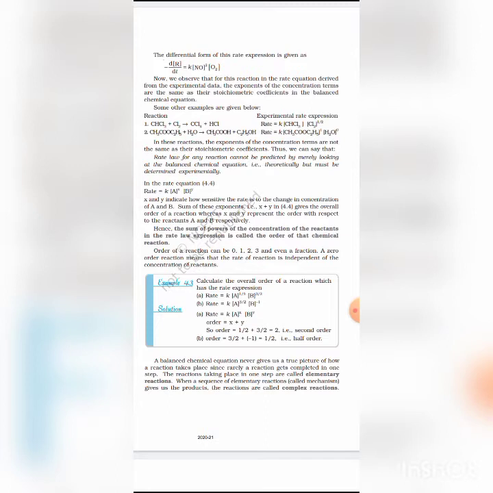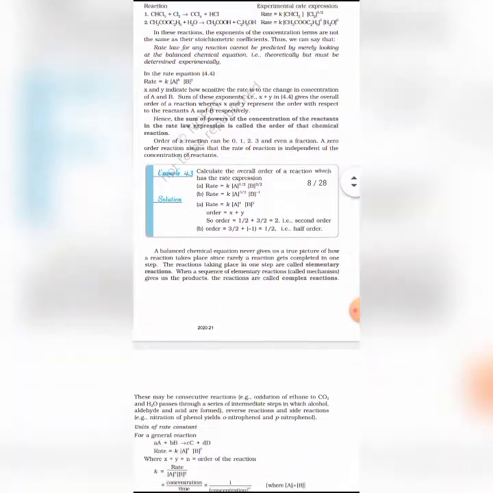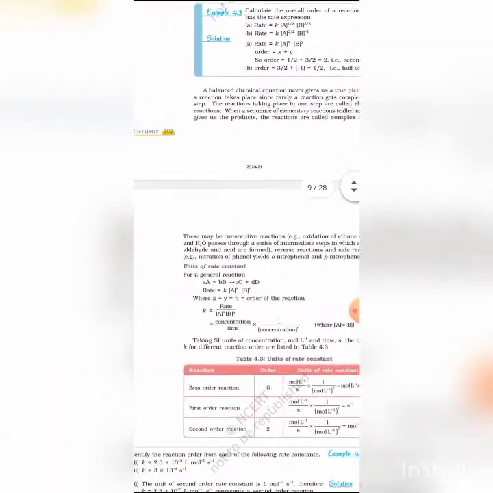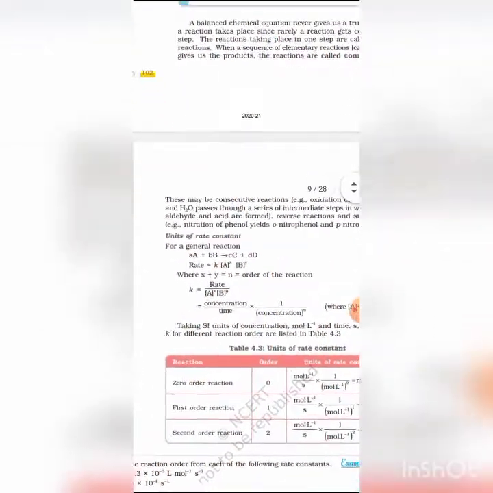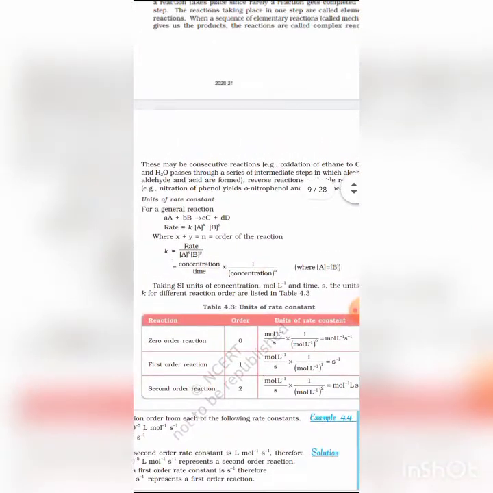Students, units of rate constant. Unit of rate constant, that is, look at the reaction.